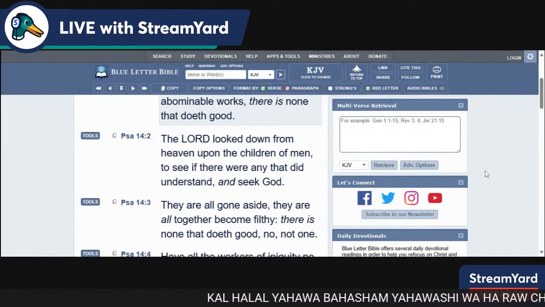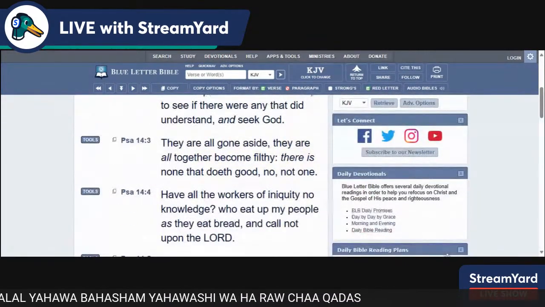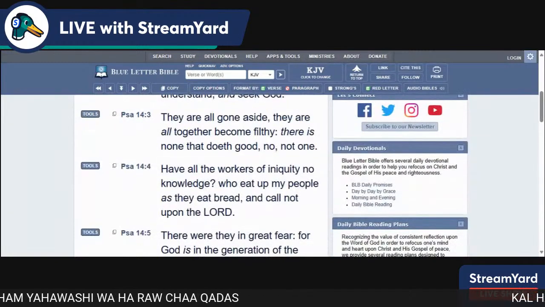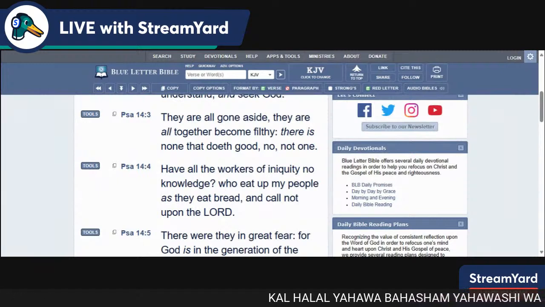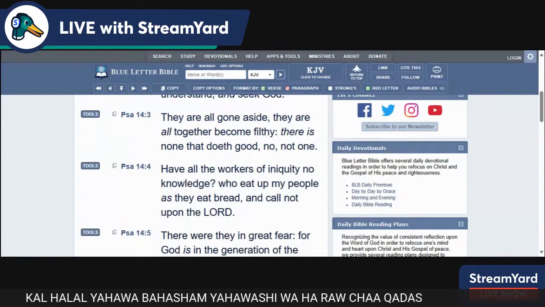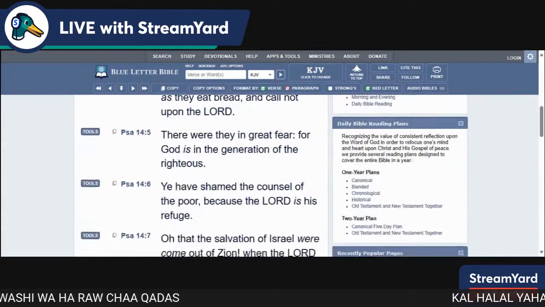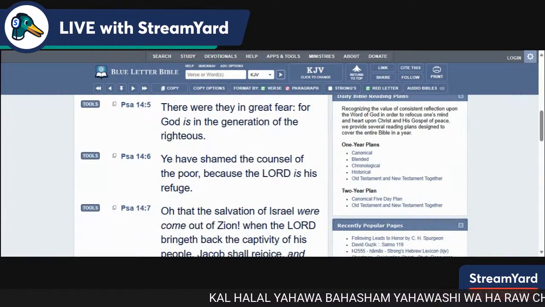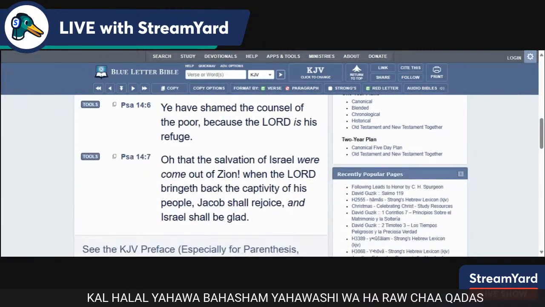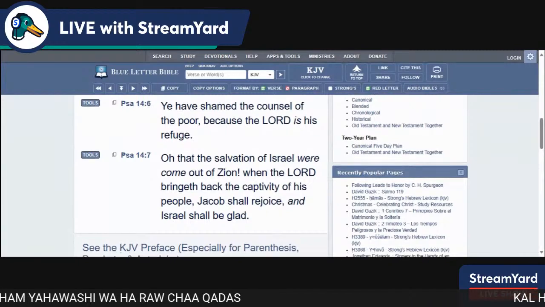The Lord looked down from heaven upon the children of men to see if there were any that did understand and seek the Lord. They were all gone aside, they all together become filthy. There is none that doeth good, no, not one. Have all the workers of iniquity no knowledge, who eat up my people as they eat bread and call not upon the Lord Yahweh? There were they in great fear, for Most High is in a generation of the righteous. Ye have shamed the counsel of the poor, because the Lord Yahweh is his refuge.